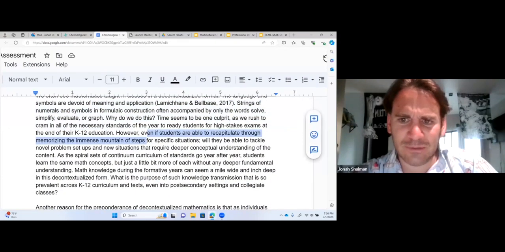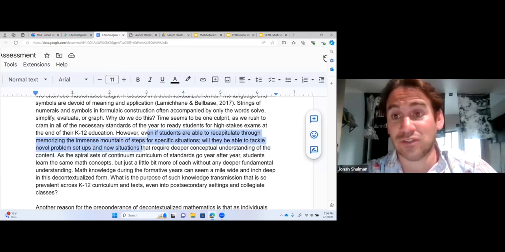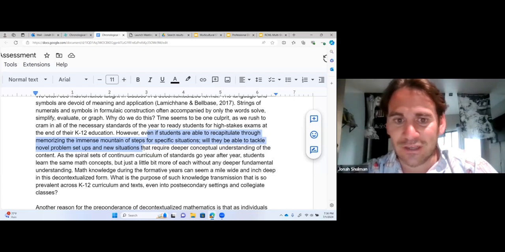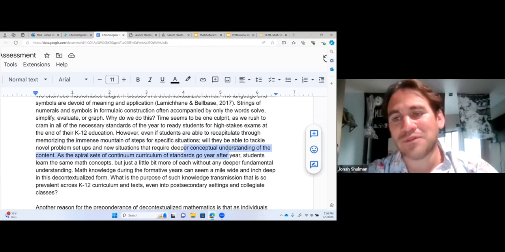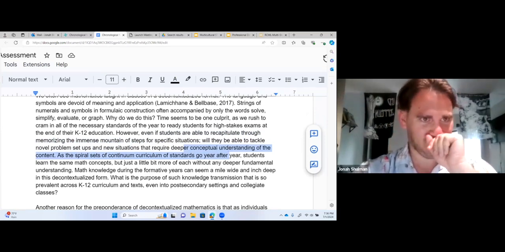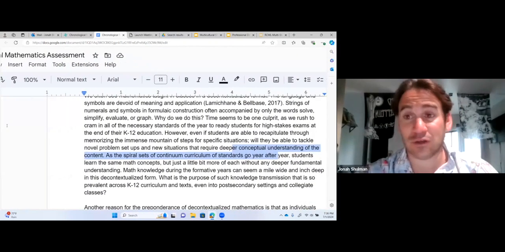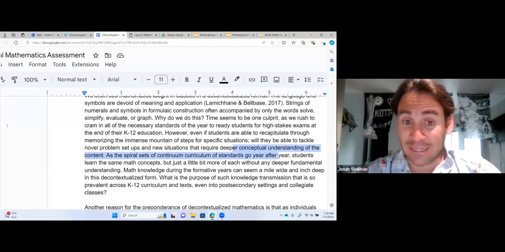However, even if students are able to read, a lot of students could just memorize it. Will they be able to do a novel problem without the setups or new situations? No. If you're just teaching them through rote memorization, they don't really understand what they're doing. They need this deeper conceptual understanding. They really need to know what the symbols mean, why they're doing what they're doing, and have more context. So this whole idea of chronological mathematics, or chronological multicultural mathematics, that I came up with is just how can we make it more context heavy?